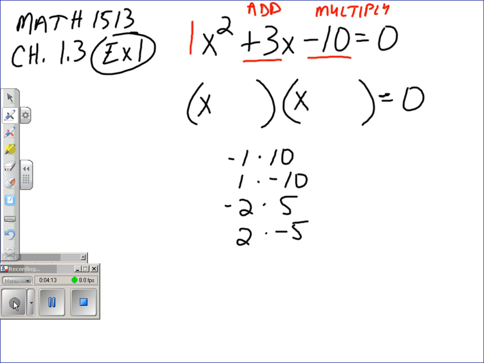Now remember the other condition. It needs to add to be a positive 3. So which of these pairs add to be a positive 3? Well, when I add this, I get a 9. That doesn't work. When I add this, I get a negative 9. That doesn't work. When I add this, I get a positive 3, because a negative 2 plus a 5 is a positive 3.